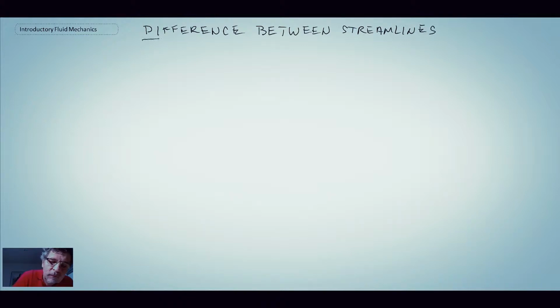We're now going to take a look at what the difference between streamlines means. And if you recall from the earlier segment, we're dealing with two-dimensional incompressible flow, and with the stream function, we talked about the definition of V cross dr, where dr was a vector element going in the direction of the stream function.